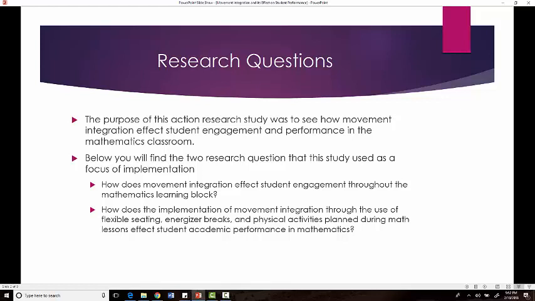Below, you're going to see the two research questions that the study used as a focus of implementation. The first research question stated, how does movement integration affect student engagement throughout the mathematics learning block? And then the second question was, how does the implementation of movement integration through the use of flexible seating, energizer breaks, and physical activities that were planned during the math lessons affect student academic performance in mathematics?